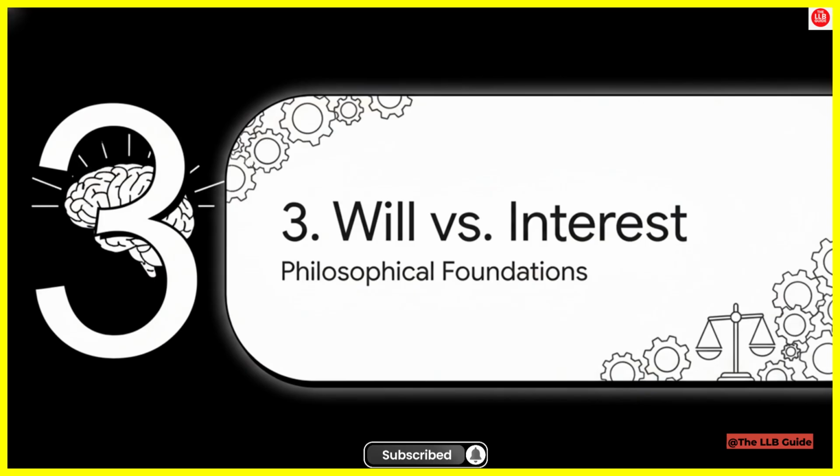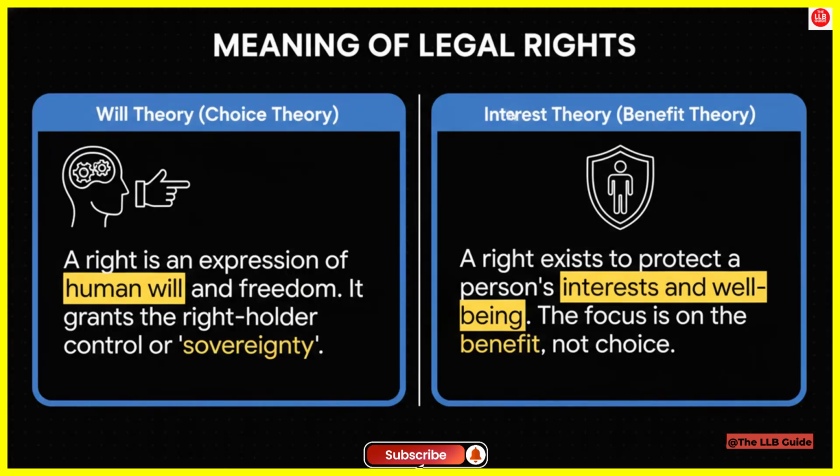Now we get to move from the what to the why. Why do we even have rights? What's their ultimate purpose in a legal system? Well, jurisprudence gives us 2 major philosophical explanations: the will theory and the interest theory. At its core, this whole debate is pretty simple.